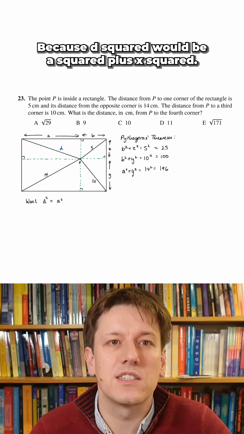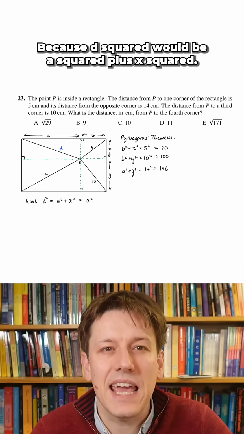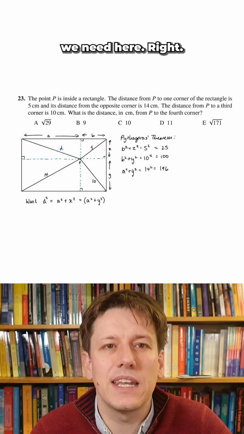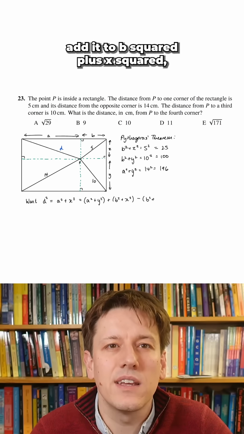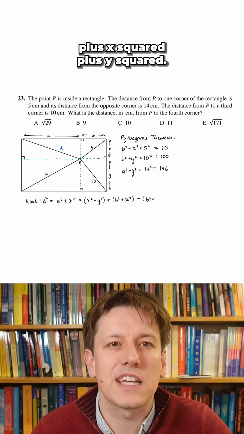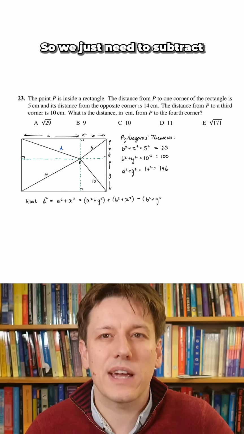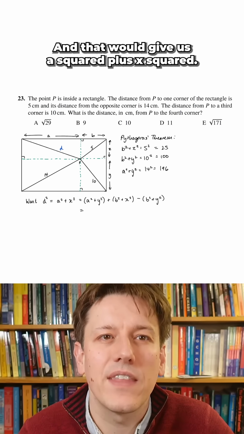Then we can use Pythagoras theorem once more here, right? Because D squared would be A squared plus X squared, but we've got all the elements we need here, right? If you take A squared plus Y squared, add it to B squared plus X squared, then we would get A squared plus B squared plus X squared plus Y squared. So we just need to subtract the B squared and the Y squared, and that would give us A squared plus X squared.